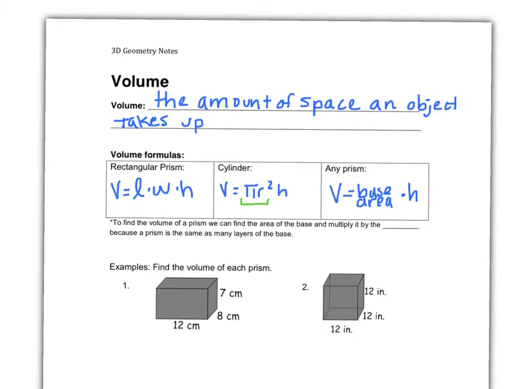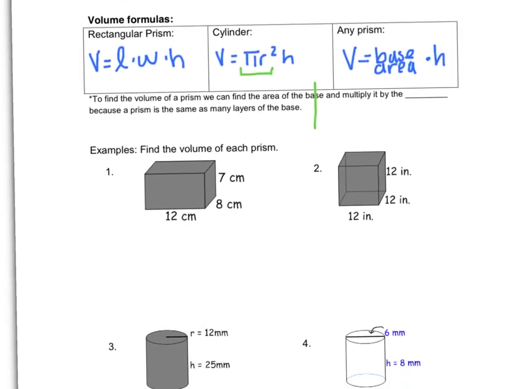Now, for any prism, we always do the area of the base times the height. So if you ever get stuck, you can use what you know about the shape of the base, and then multiply that area times the height. Now we'll do some examples.